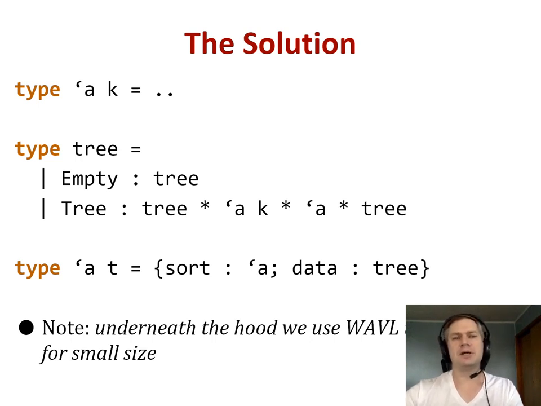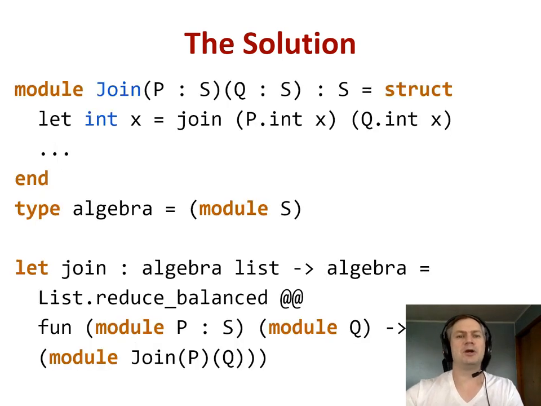To compose several algebras into a single superalgebra, we define the functor join. We perform pairwise join for each operation. And we can take a list of algebras and create a concrete algebra that we will use to create program terms. Now we have a term and we want to analyze it.